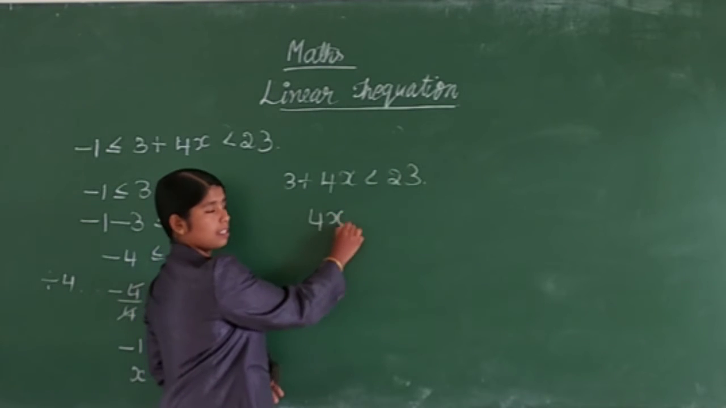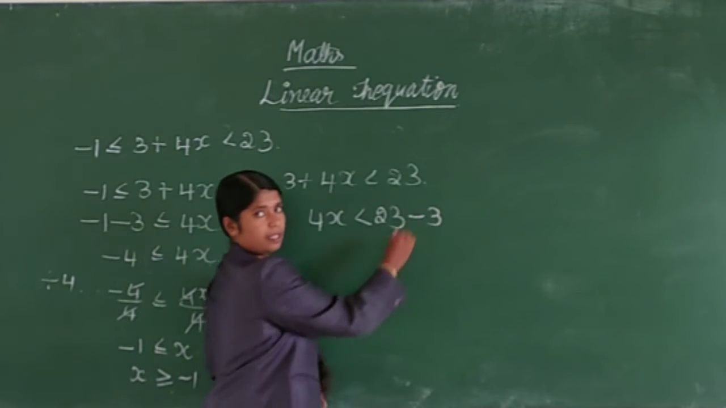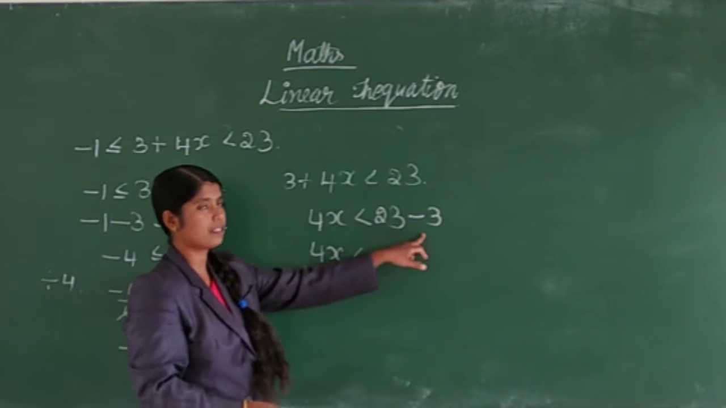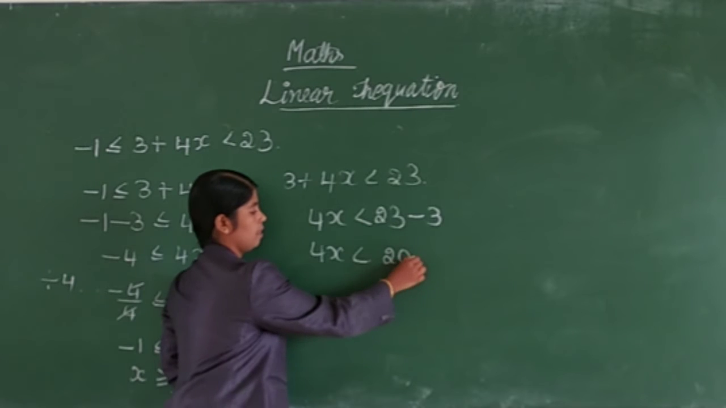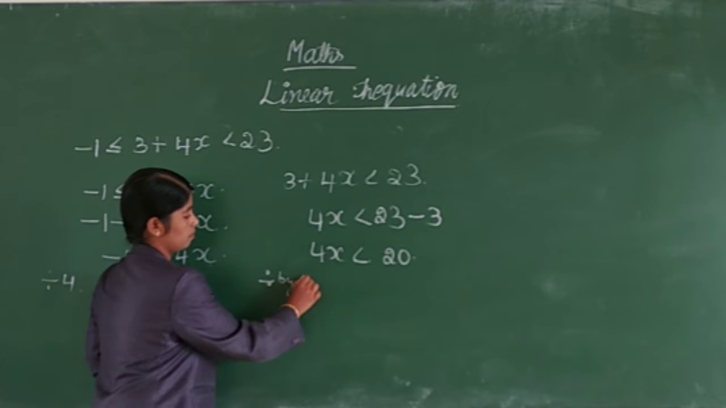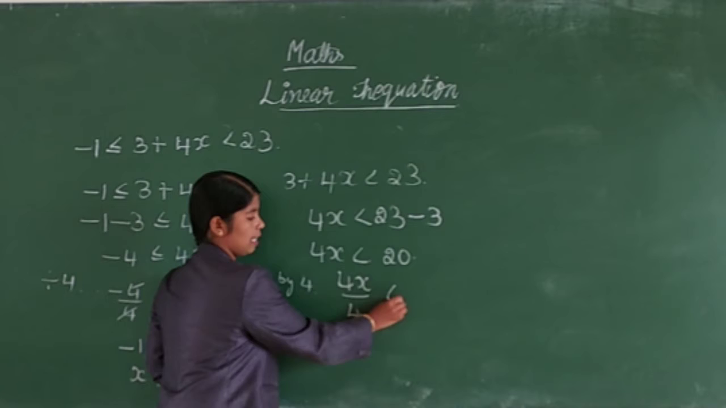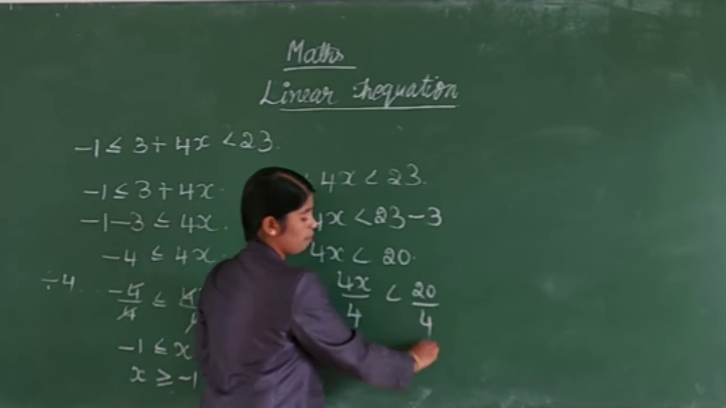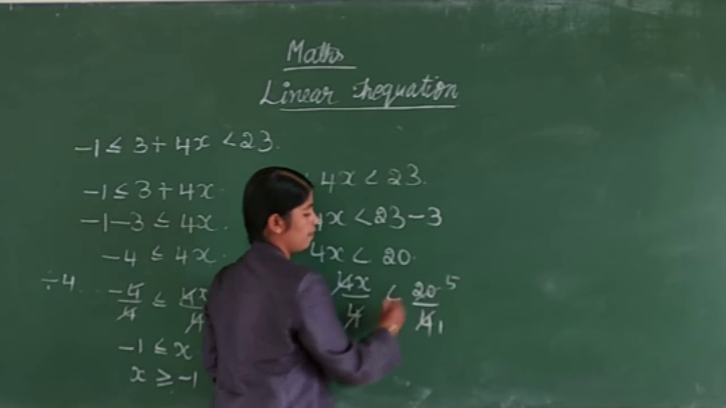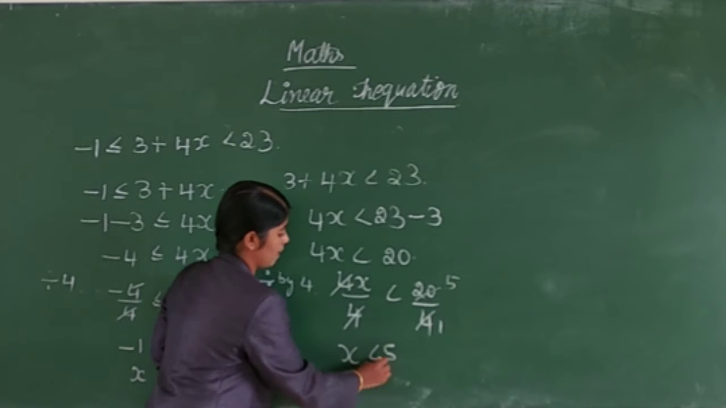Then here 4x will be, and plus 3 we take to the opposite side. So 4x is less than 23, plus 3 becomes minus 3. Okay? 4x less than 23 minus 3 is 20. Then here also we divide by 4. Then 4x divided by 4 less than 20 divided by 4. Then 4 and 4 cancel. 4 fives are 20. Right? Then x is less than 5.